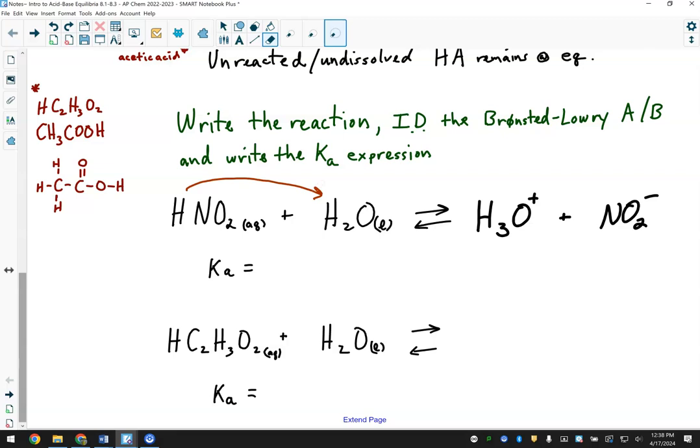So Bronsted-Lowry wise, in the forward direction, this is the Bronsted-Lowry acid because it's donating the hydrogen. This is the Bronsted-Lowry base. Are you with me? And then this is your HA, this is your water, this is your H3O, and here's your A minus. You would want to make sure that you put aqueous there and there. But how about the reverse?